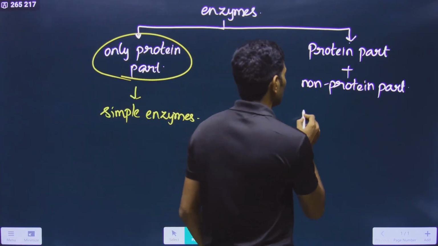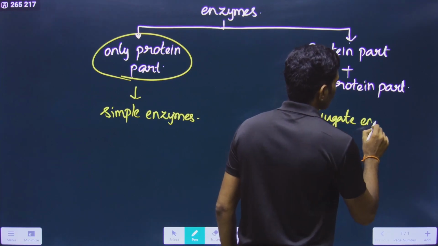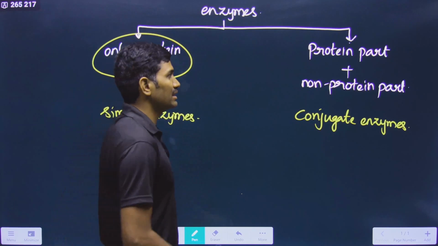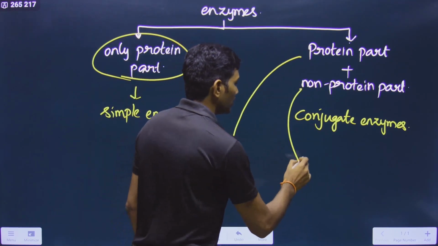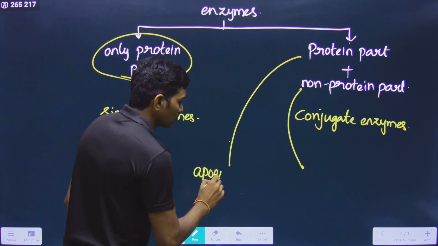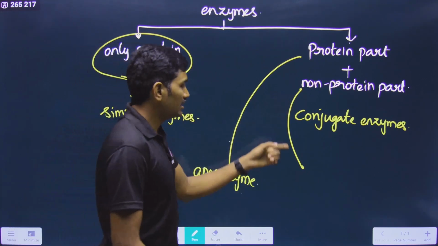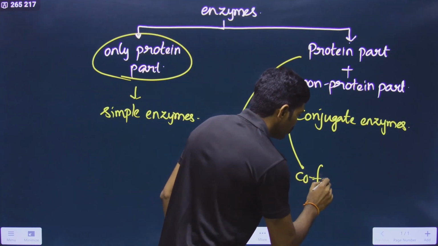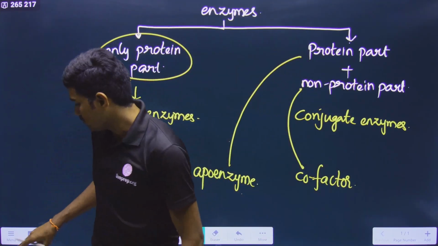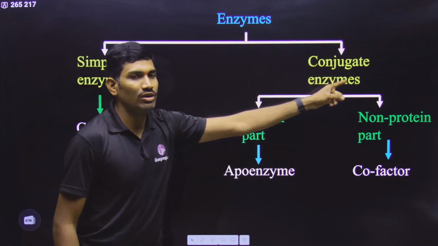But here we are using a word called conjugate enzymes. In the case of conjugate enzymes, protein part and non-protein part, two are there. The protein part is called apoenzyme. And this non-protein part is called cofactor. This is the same thing that they have mentioned here. Enzymes are classified as simple enzymes and conjugate enzymes.